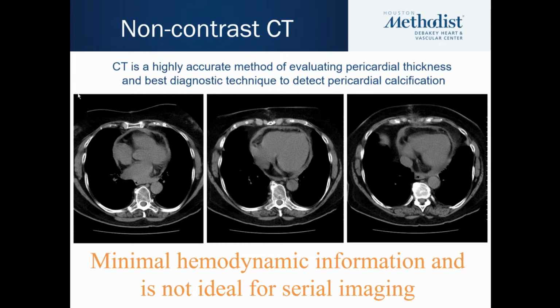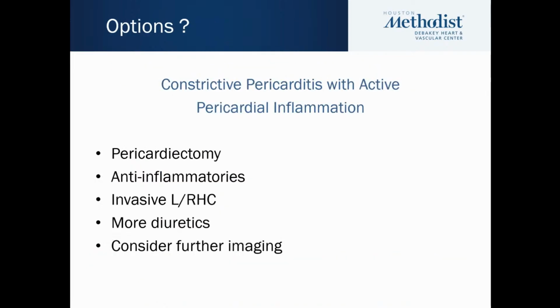I haven't talked about CT, so this particular case happened to also go for a CT. We can look at the pericardium both with contrast and without contrast. As you can see, this is without contrast, and the pericardium looks very similar to what we saw in CMR. It's thickened all around the heart, but again, it's a great tool for calcification, but bear in mind its major limitation is that there's no hemodynamic monitoring, and remember, it's really not ideal for serial imaging because of radiation. So now you have this information.